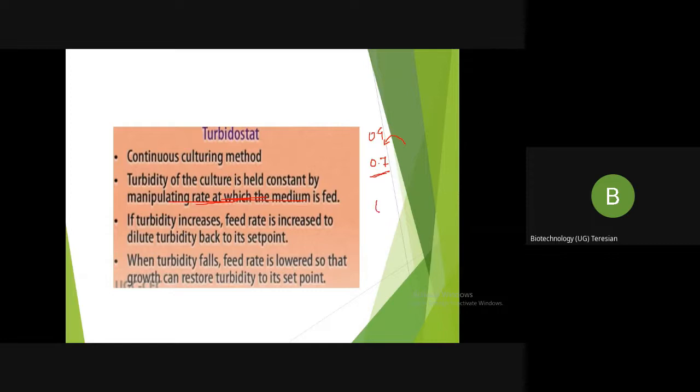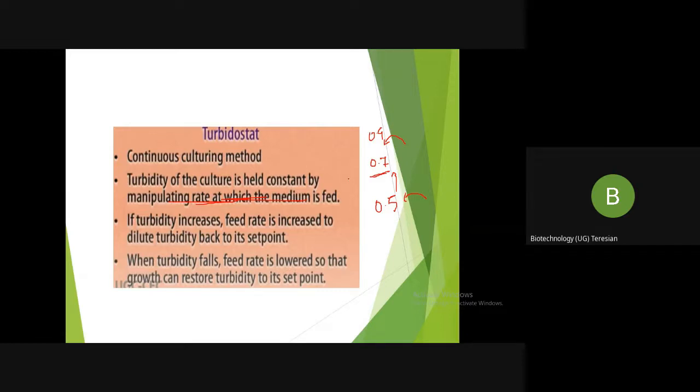Suppose it is 0.5. No, it is not optimum. I have to bring it to 0.7. 0.5 means the turbidity is very low, that is, the microorganism is not growing as I thought. So I should manipulate the rate of medium, add more of the medium so that it reaches 0.7. Or I can reduce the rate of media so that it comes to 0.7. This is the turbidostat.